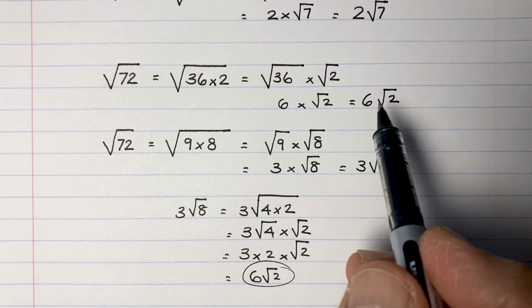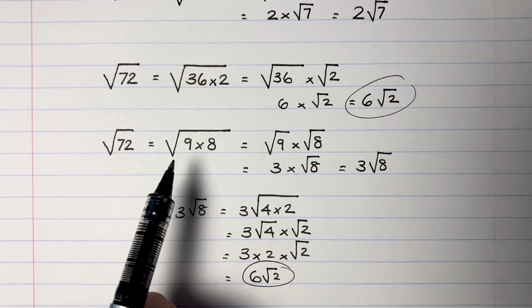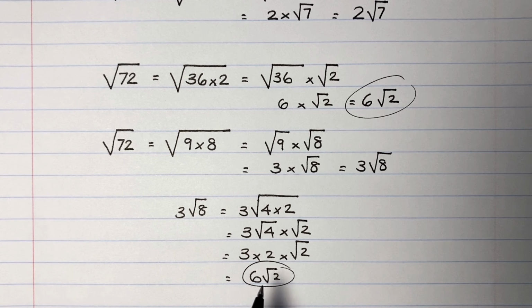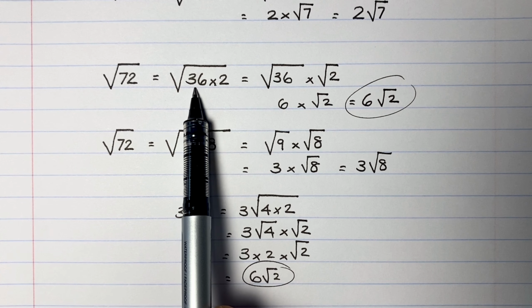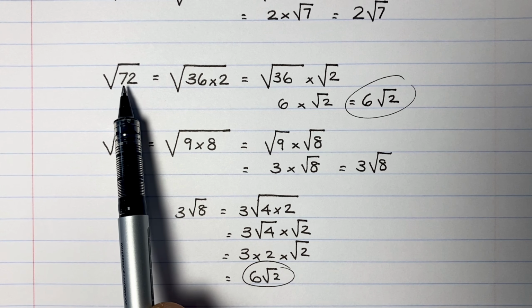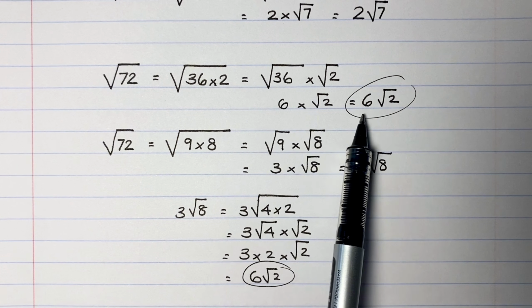Something which I found much quicker there, it took longer. So my advice is always choose the biggest square number that you can fit exactly into that number. You reach the answer much quicker.